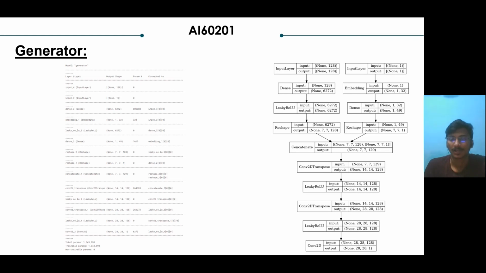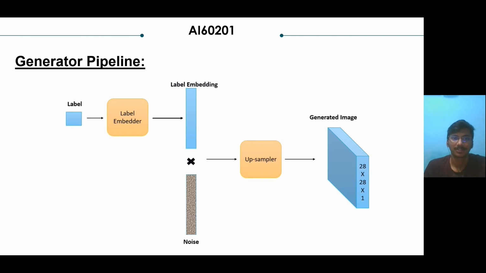After reshaping the latent vector into a spatial vector, we will concatenate the latent vector and the embedded label, and we'll pass them through a convolution transpose network which has a leaky ReLU activation. For both generator and discriminator, we use the activations that are recommended in the DCGAN paper. And finally, we get the desired image of dimension 28 by 28 by 1. And this is the generic generator pipeline.